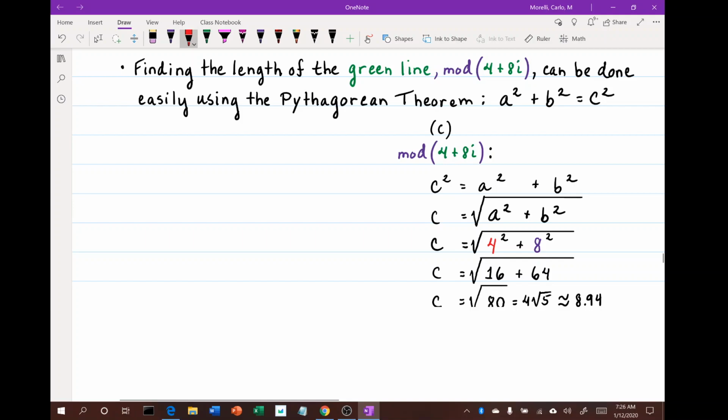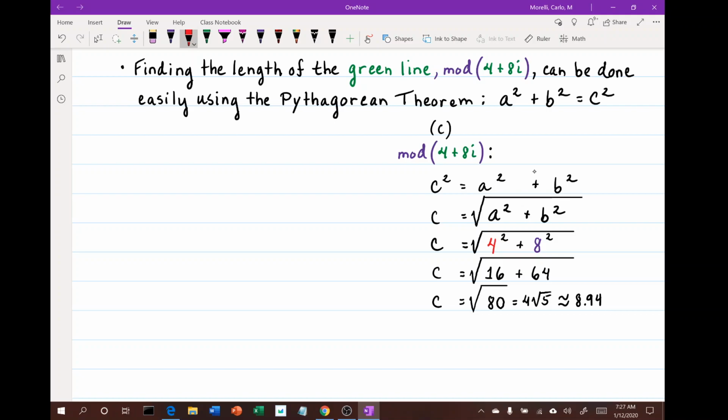Finding the length of the green line, which remember we're calling that length, or that hypotenuse, the modulus or mod of 4 plus 8i, can be done easily using the Pythagorean theorem. And remember, the Pythagorean theorem says a squared plus b squared equals c squared. I've written in here that c just means mod of 4 plus 8i, or the modulus, the length of that green line, the hypotenuse of that right triangle that we could draw in there.